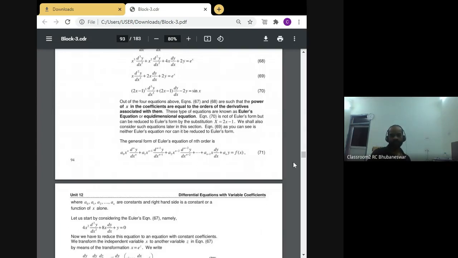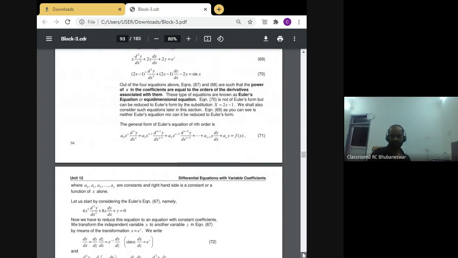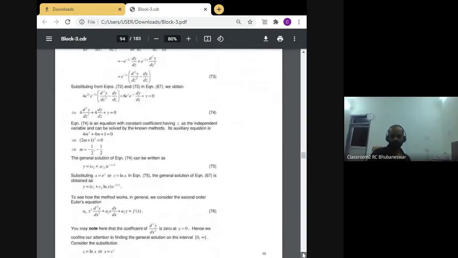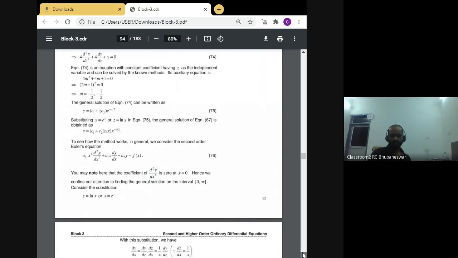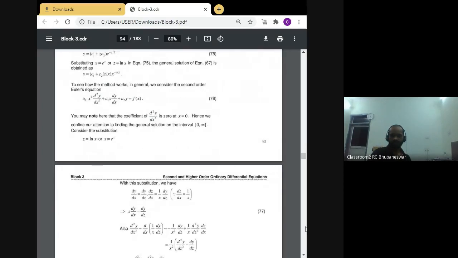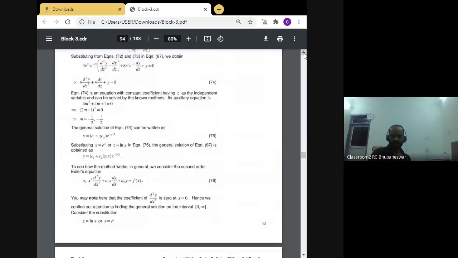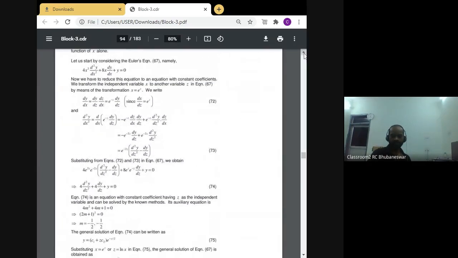The constant may be any value, but the coefficient of d cube y by dx cube must be in the form of x cube, or third degree of the variable x. So whenever the differential equation is in the Euler-Cauchy form, then we can use the auxiliary equation. Here a detailed derivation is given of how we can find the auxiliary equation of a differential equation in Euler-Cauchy form.